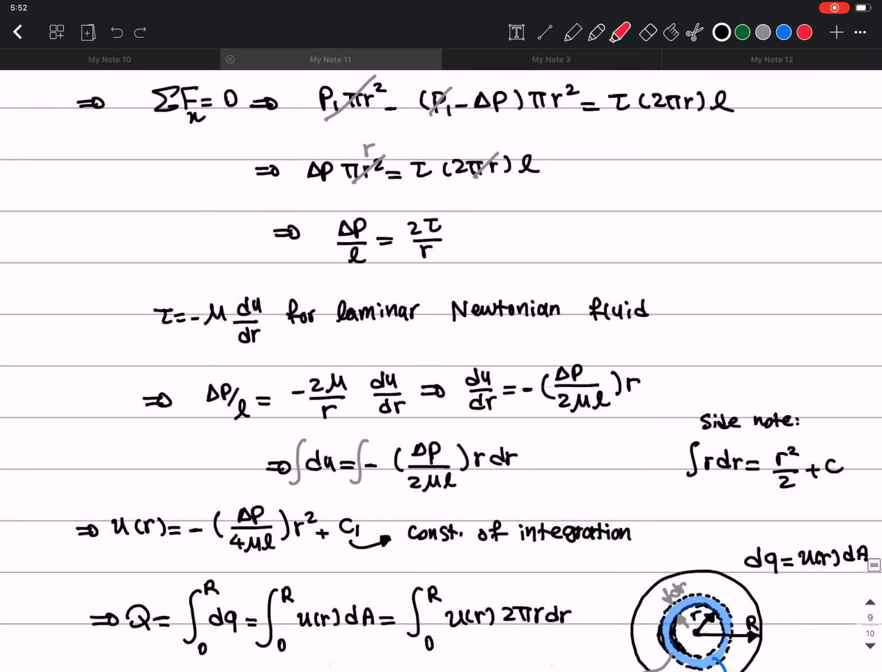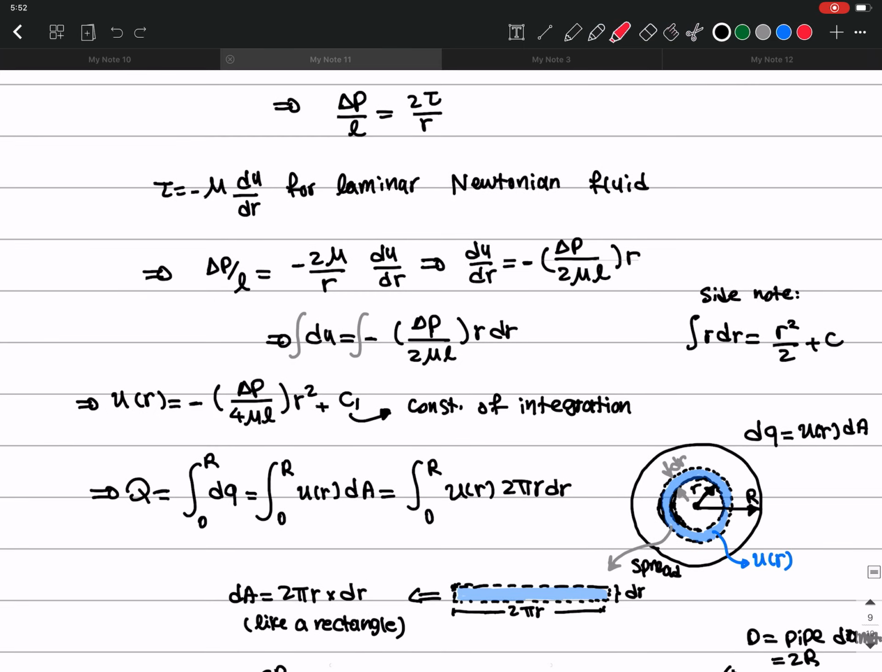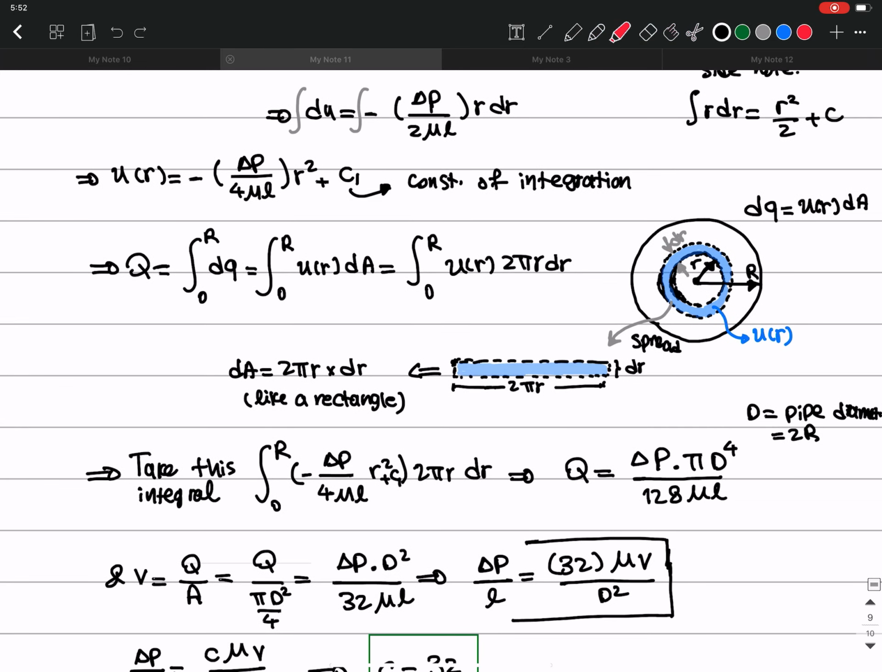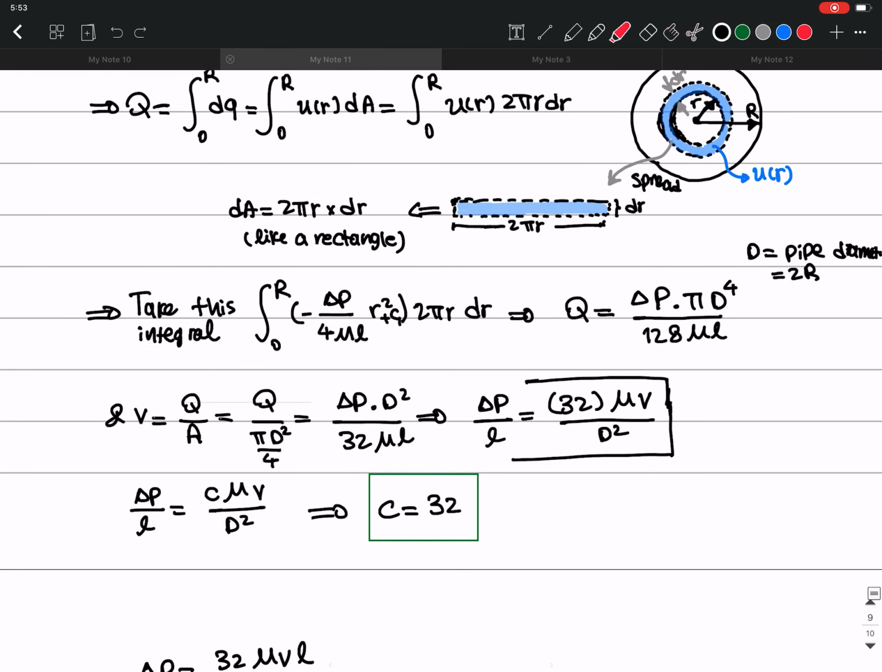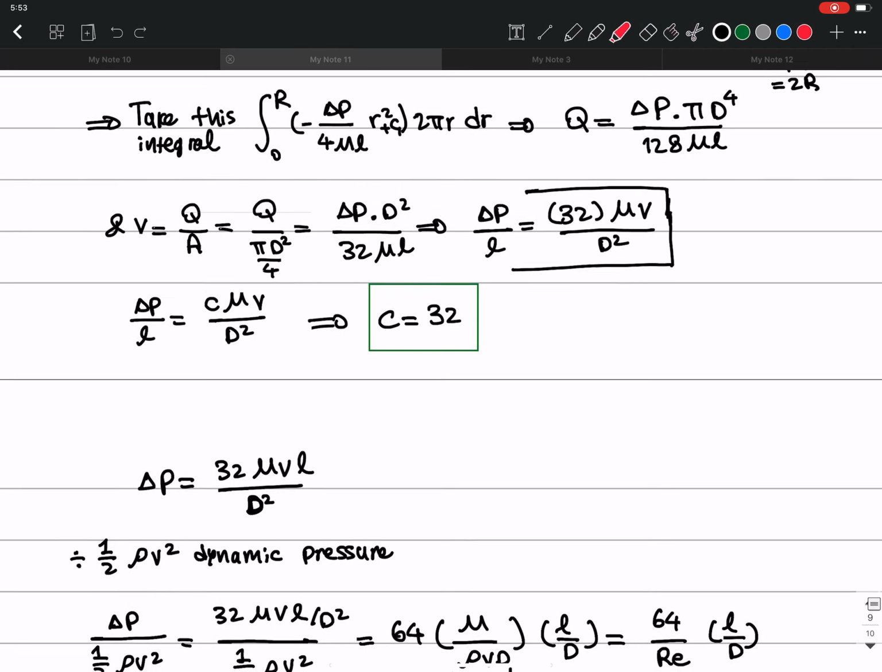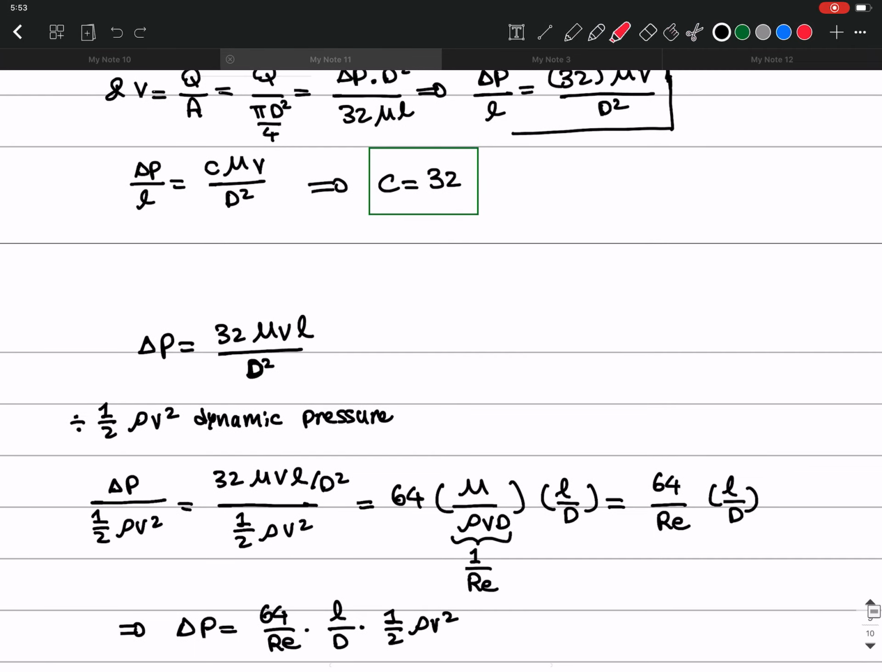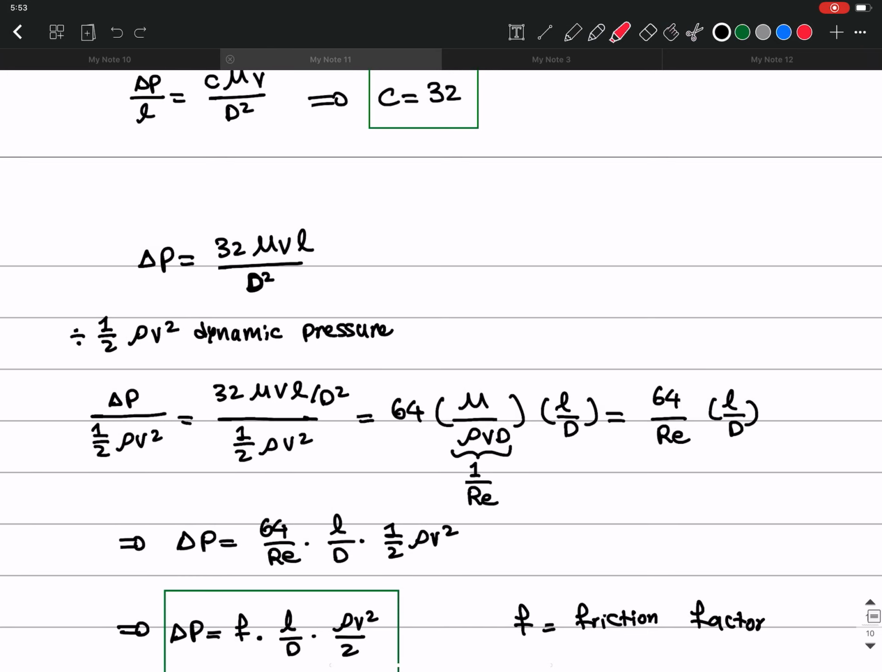We also used tau equals mu du over dr for a laminar Newtonian fluid. Then we got to this integral and solved it, and after taking this integral, you get the total flow rate versus the delta P. Finally, if you calculate everything, this gives delta P over L, and the C of 32, which is the constant of proportionality for a round pipe with a laminar flow.